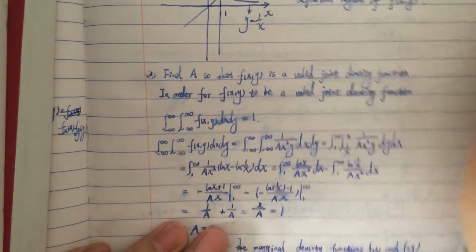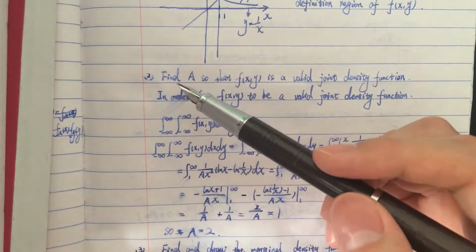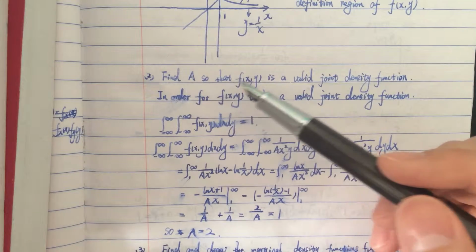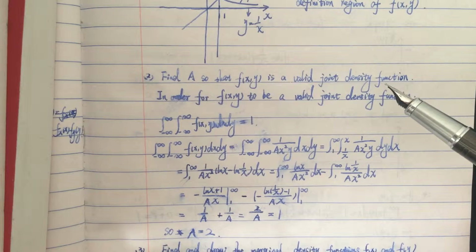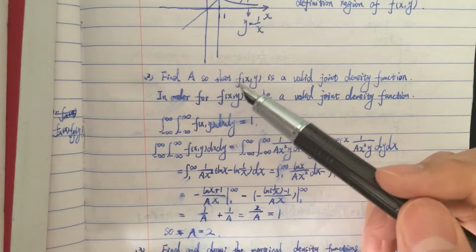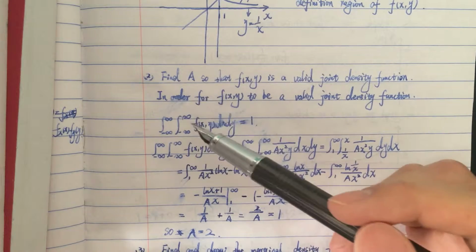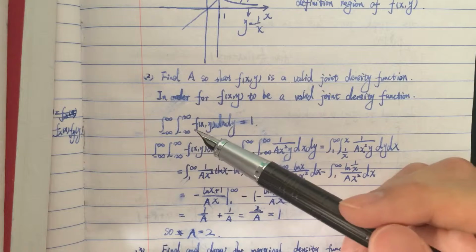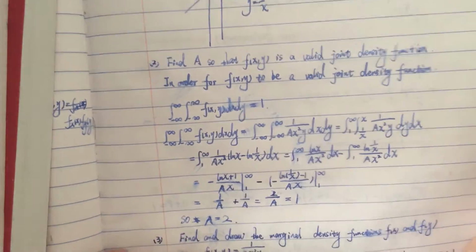And now let's get to the second question. Find A so that f(x,y) is a valid joint density function. In order for f(x,y) to be a valid density function, the double integration of f(x,y) should be 1. So let's begin.